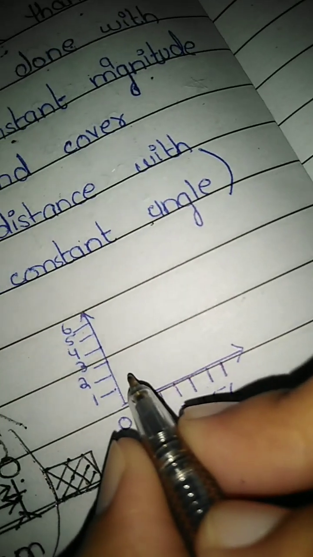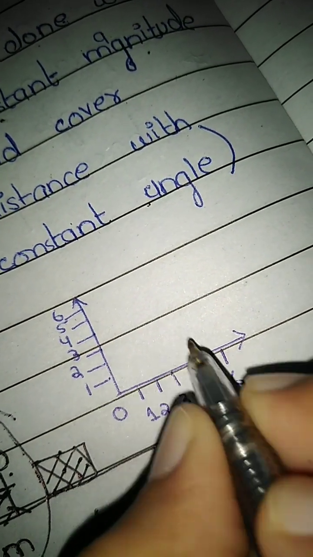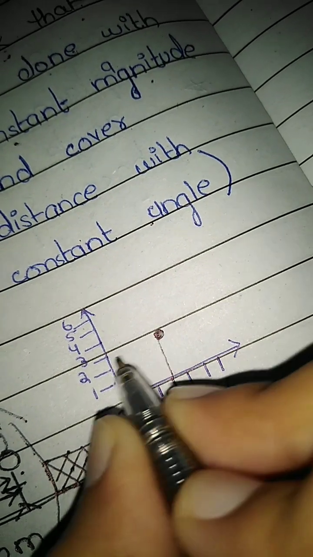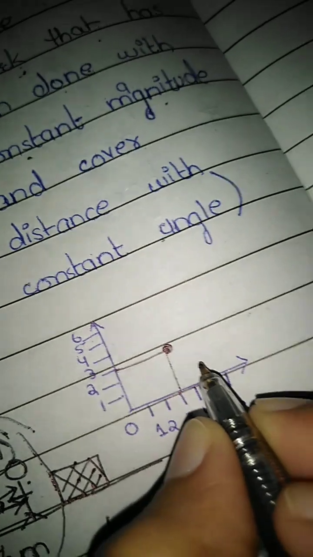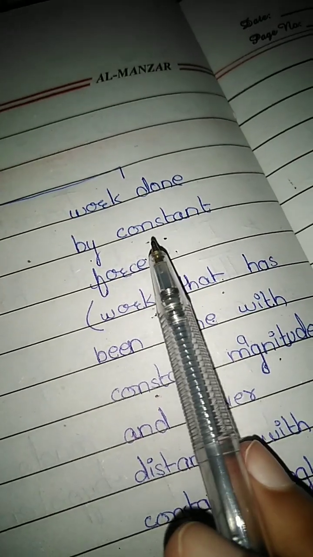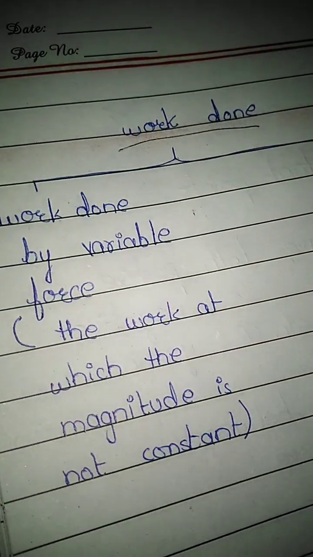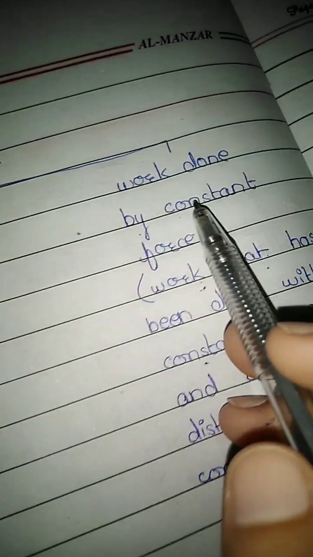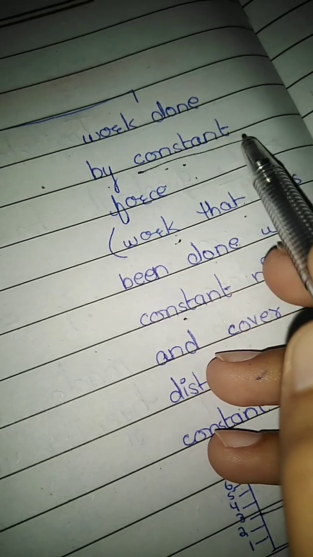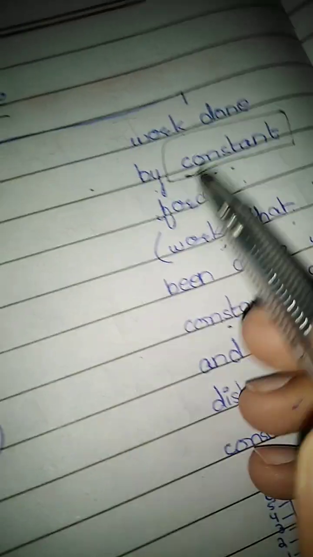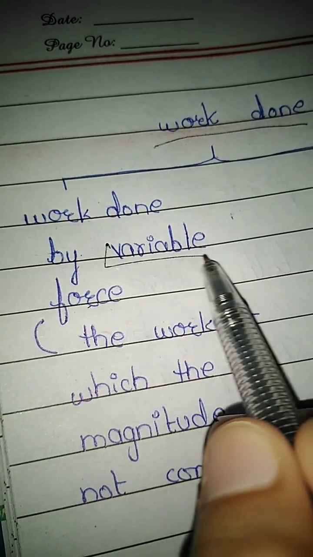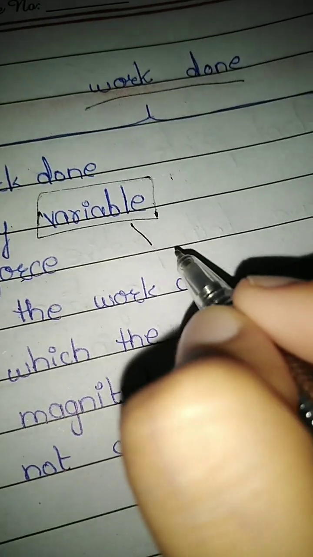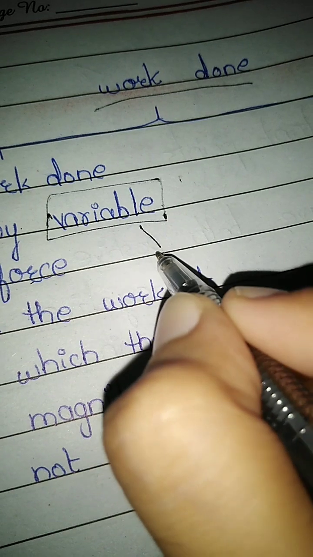We can draw a graph. Here the 3 is here, and here the 3 is here, and this is called work done with a constant force. Okay, now let's talk about the work done by a variable force. The constant force can be determined by the word constant. A variable force can be determined by the word variable, which can be taken as the word difference.